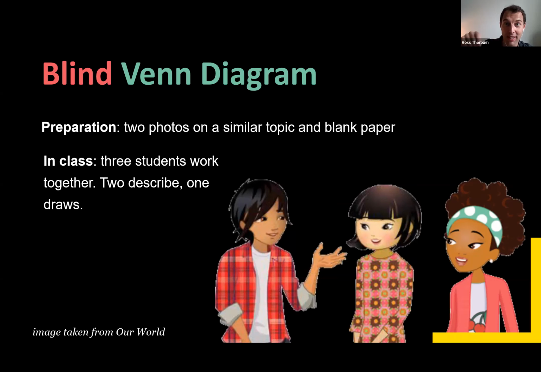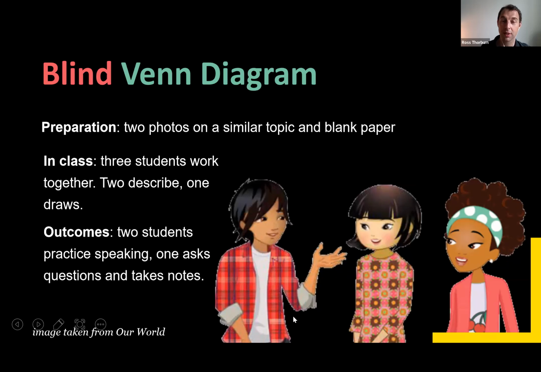Okay, so the person writing the Venn diagram, they can't see both photos. And each student with their photo, they can only see their own photo. They can't see the other photo. So students need to describe in lots of detail, ask lots of questions. Okay, and I think this is a great way, again, to get students to speak. And it's also a nice way to get students to ask questions and practice taking notes or practice summarizing in English. So a nice way to get students to include listening, speaking, and writing all in the one activity.